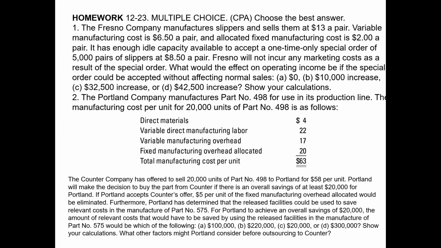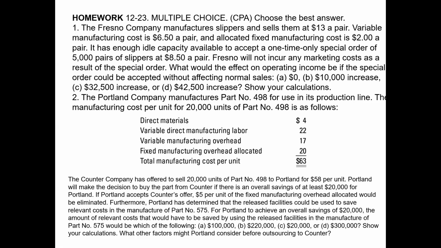So again, this is an outsourcing question. It looks like we should probably go forward. Our cost is 63. The supplier is promising to do it for 58, but it's not so simple. Portland will make the decision to buy the part from Counter if there is an overall savings of at least $20,000 for Portland. If Portland accepts Counter's offer, $5 per unit of the fixed manufacturing overhead allocated would be eliminated.